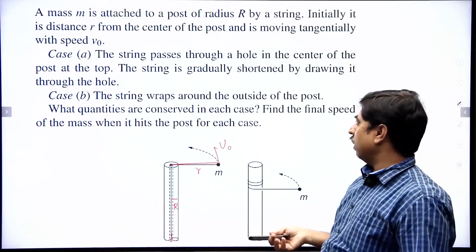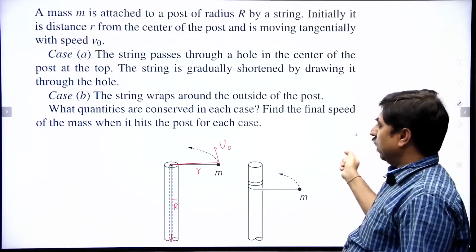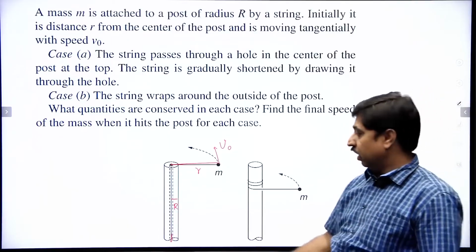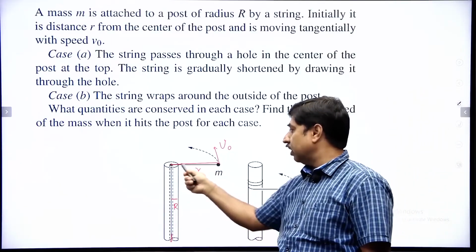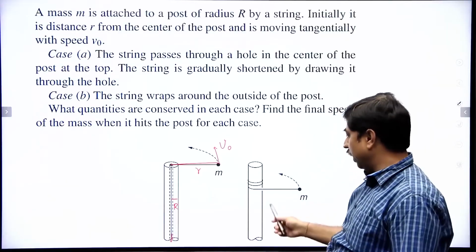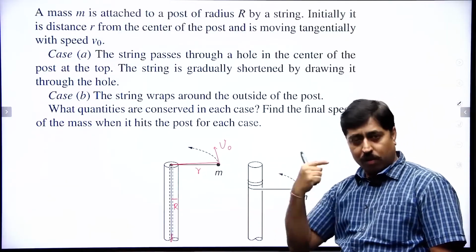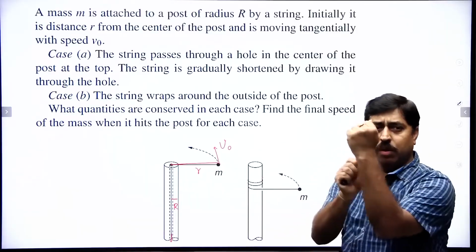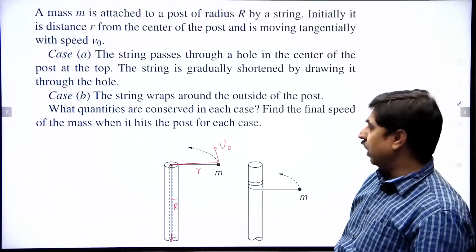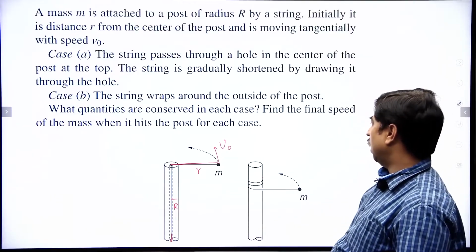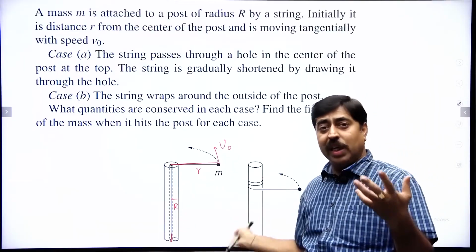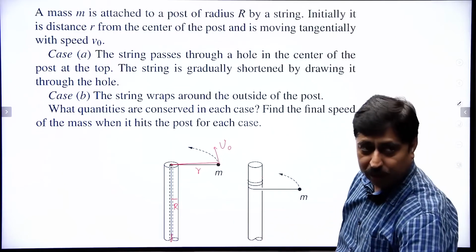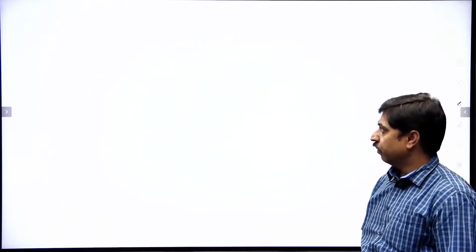What kind of quantities remain conserved in these two cases? Find the final speed of the mass when it hits the post for each case. If you keep on drawing this string, the mass is ultimately going to hit this pipe. Similarly here, if the mass goes on and on around the post, after some time it is going to hit the post. So in both the cases, we have to find at what speed the mass is going to hit the post. This is the question. I hope you have understood this.